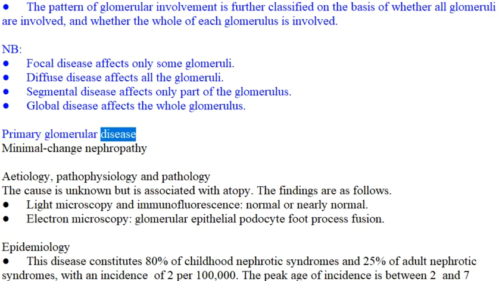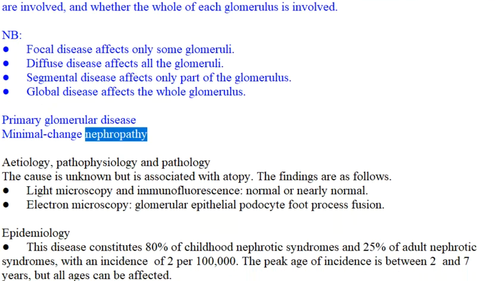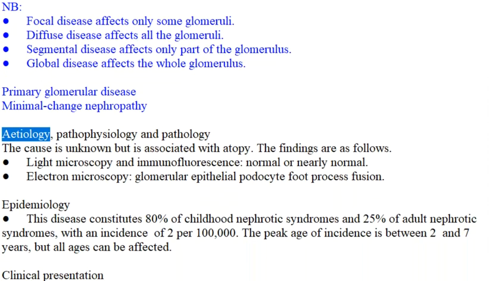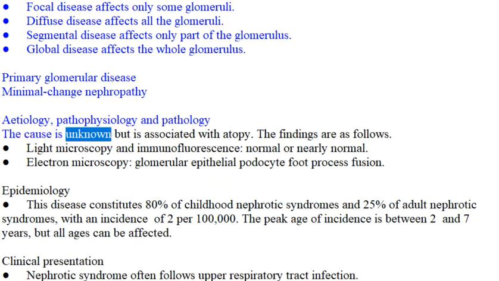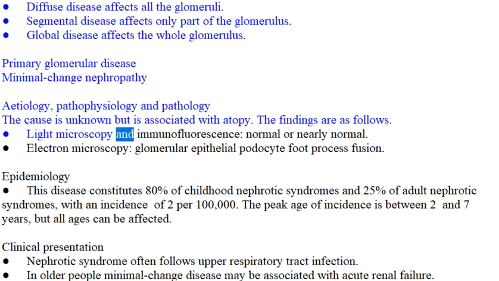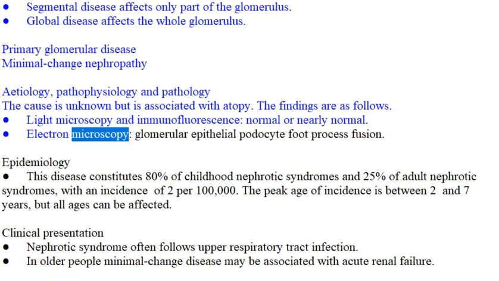Primary glomerular disease. Minimal change nephropathy. Etiology, pathophysiology, and pathology. The cause is unknown but is associated with atopy. The findings are as follows: light microscopy and immunofluorescence, normal or nearly normal. Electron microscopy, glomerular epithelial podocyte foot process fusion.